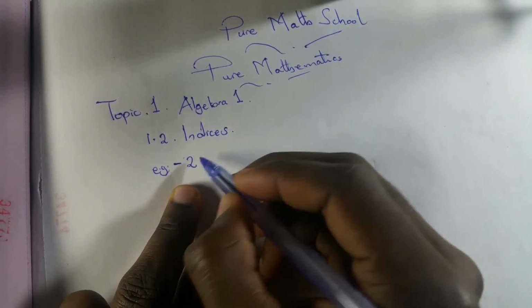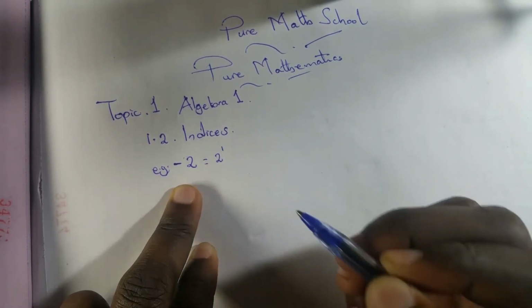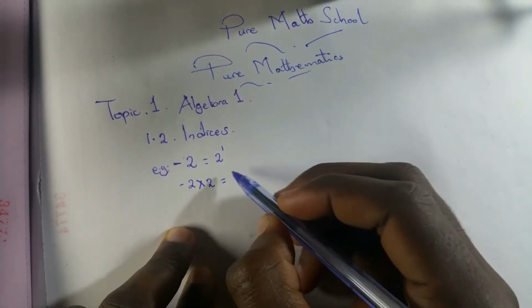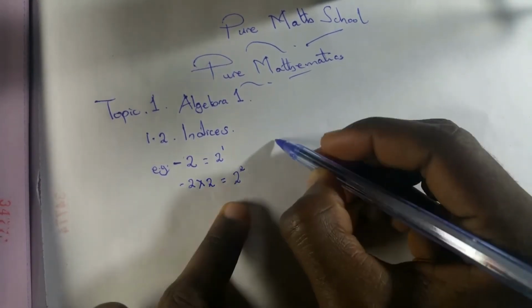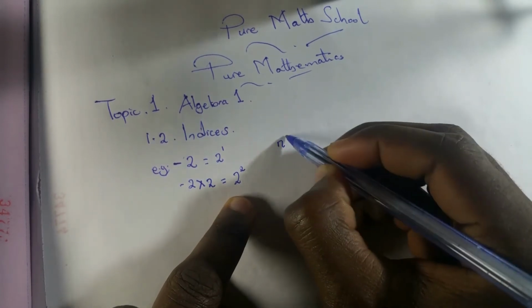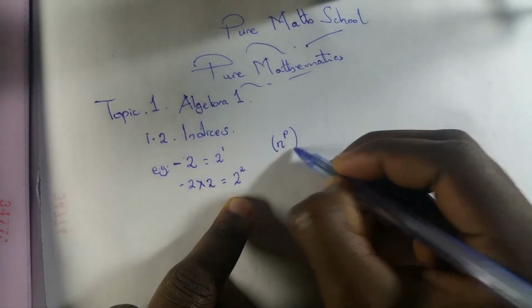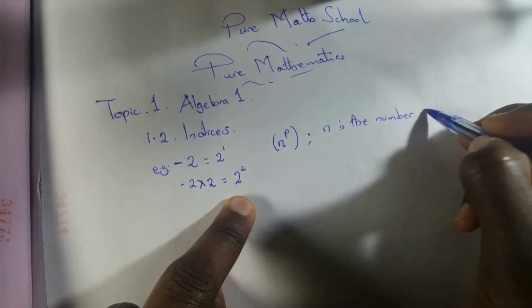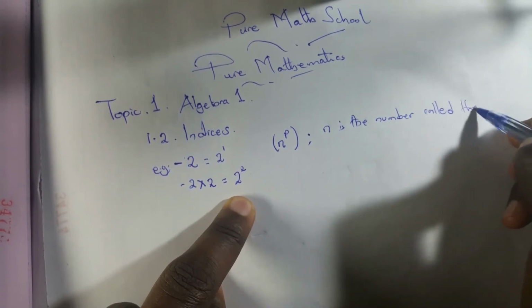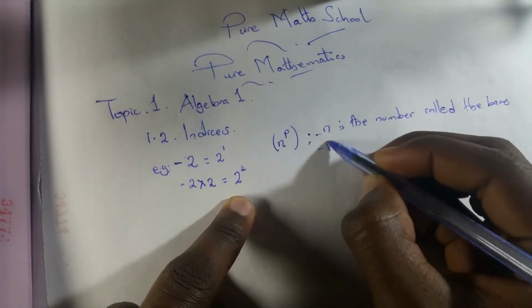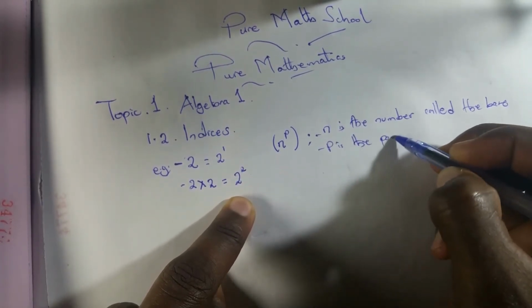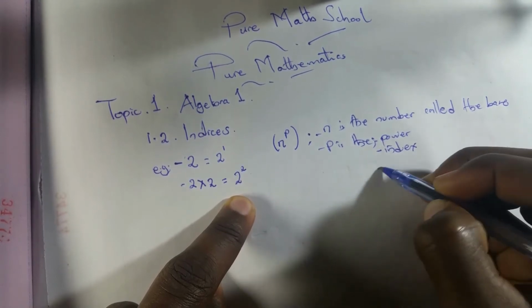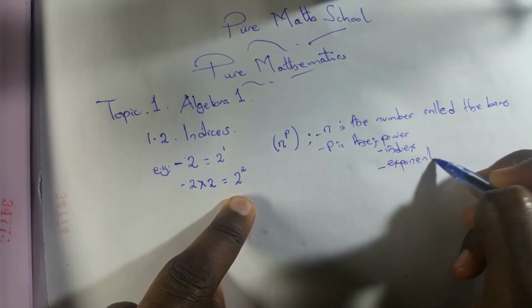So for this case, we raise 2 to the power 1. In case we have 2 multiplying itself twice, that means the power of 2 is going to be 2. Let it be in this form, n to the power p, whereby n is the number called the base, and p is the power, or the index, or the exponent of n.